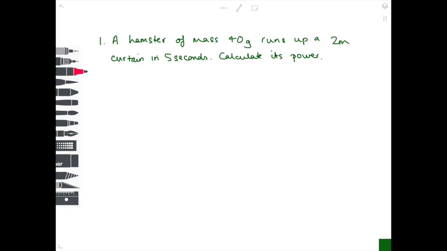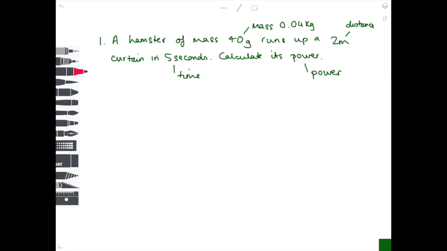A hamster of mass 40 grams runs up a 2-meter curtain in 5 seconds. Calculate its power. So we have mass, which I'm going to immediately convert into kilograms to make sure I don't make any errors. So that becomes 0.04 kilograms. We have distance, which is 2 meters. We have time, and we're looking for power.